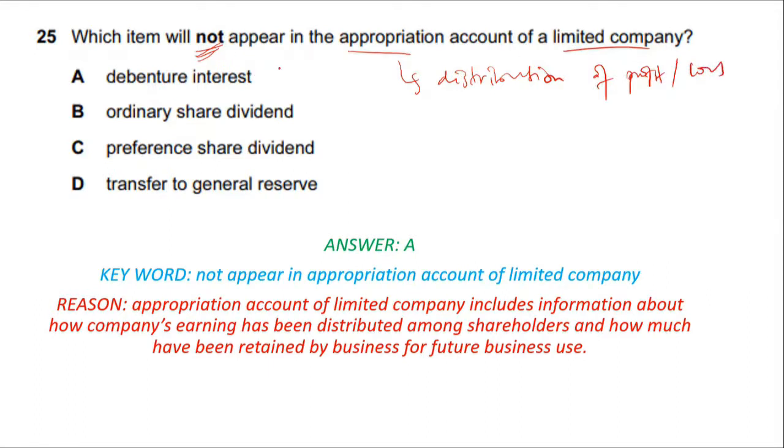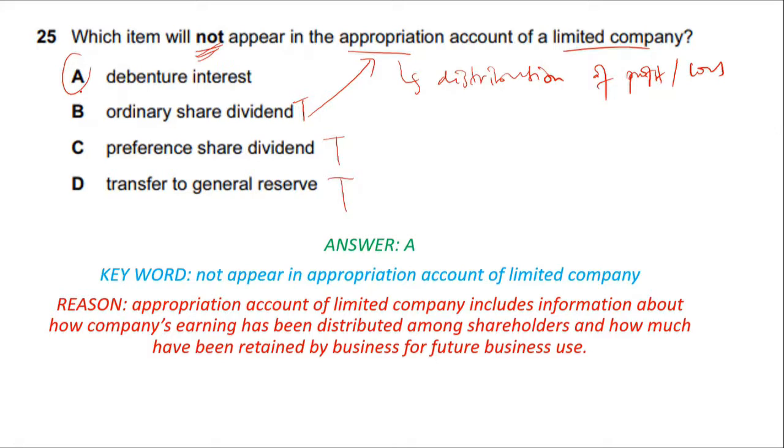So debenture interest, yeah, most likely this would not appear because this has nothing to do with appropriation or distribution of profit and loss. Ordinary share dividend, yeah, this would appear. True. Option C, preference share dividend, yeah, this would appear as well. True. Option D, transfer to general reserve, yes, this is true as well. So option A is the correct answer to multiple choice 25.